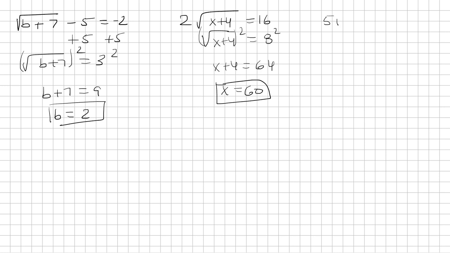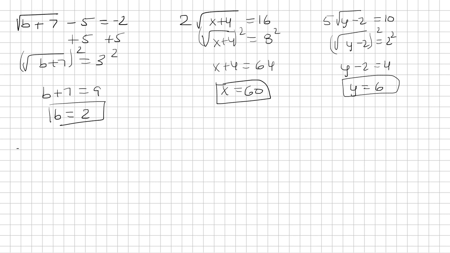Similarly, we have 5 times the square root of y minus 2 is equal to 10. Let's divide both sides by 5, and then square both sides to get rid of the square root. And so adding 2 to both sides, we end up with y is equal to 6.